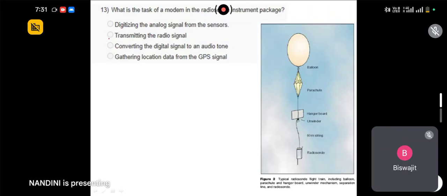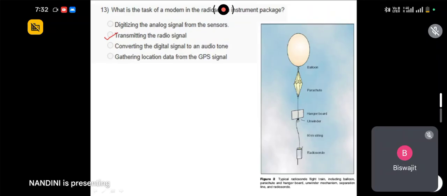No, no, it is used for transmitting the radio signal. The modem is used to transmit the radio signal. So whatever we are measuring, we need to transmit it to the ground receiving station. So the purpose of the modem in the radio sonde is actually to, okay. Antenna is used to. So the digitized information. So it does both actually.